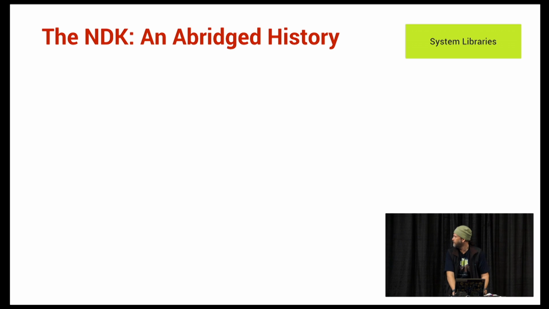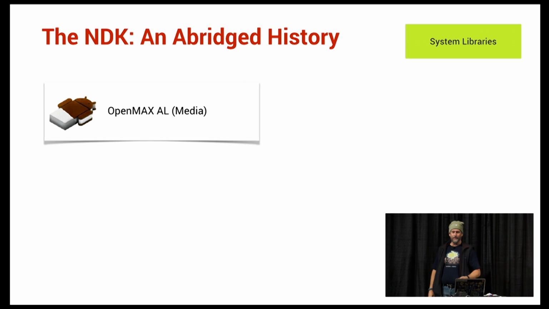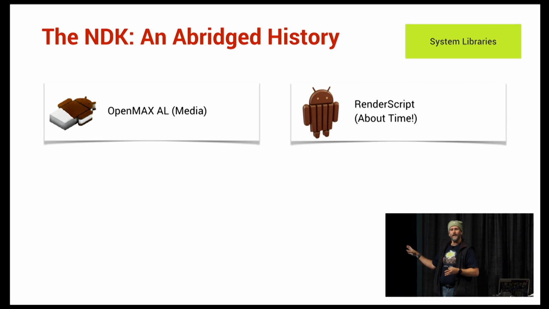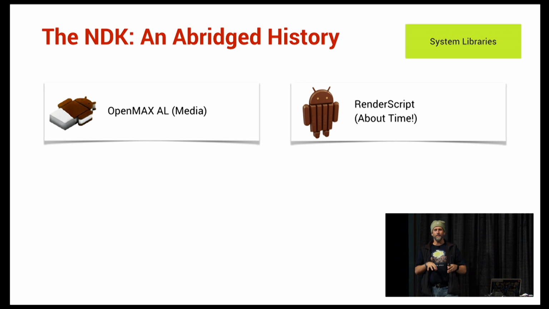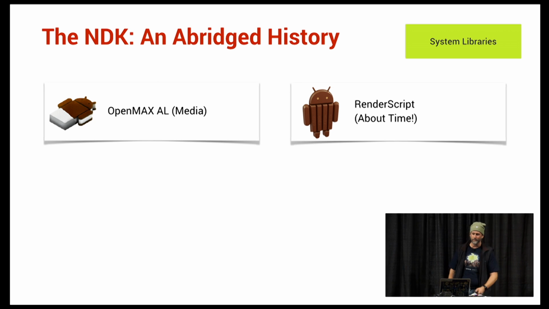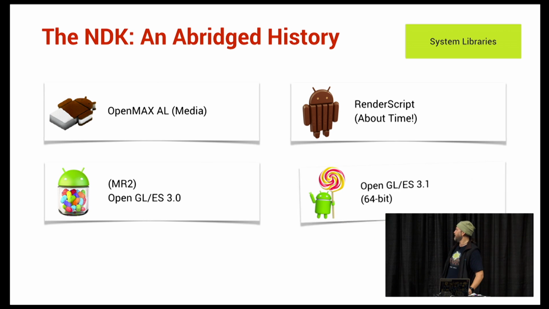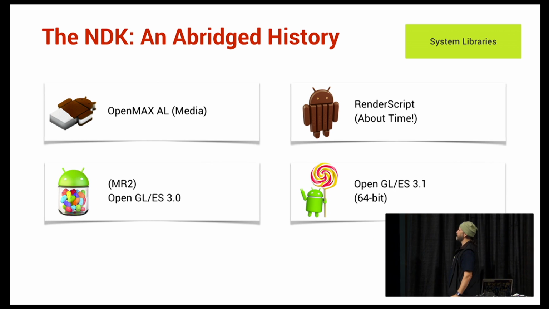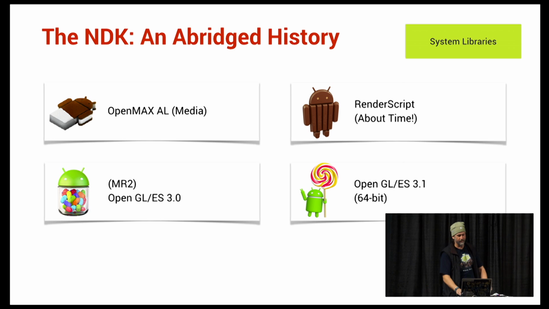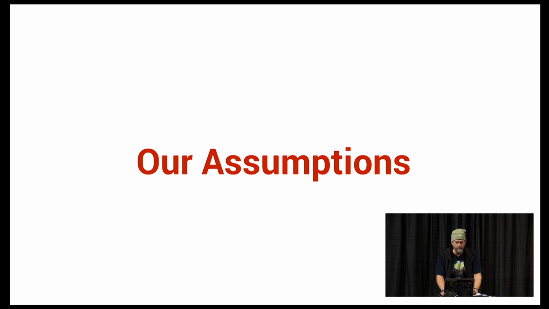We continued to evolve it. In Ice Cream Sandwich, we added the OpenMAX AL media layer. Not many people know this, but you actually can access RenderScript directly from the NDK as of KitKat, and it's pretty cool stuff. It was a long request, and we also did a bunch of graphics stuff here. That's why these aren't in order, but in Jelly Bean MR2, we added ES3, and in Lollipop, we added 3.1, as well as 64-bit support. So that's pretty cool. So let's talk about some assumptions.